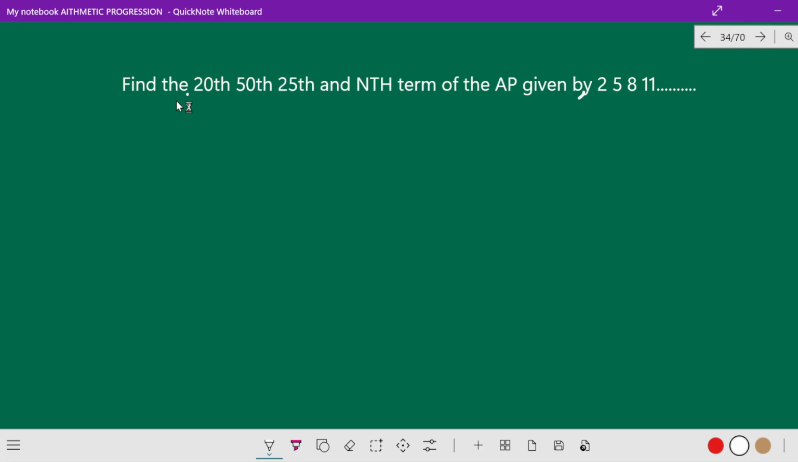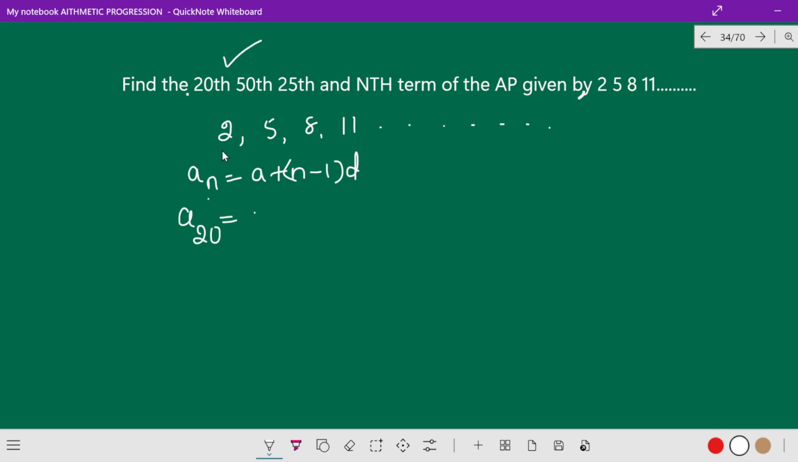Next question. Find the 20th, 50th, 25th and nth term of the AP 2, 5, 8, 11, and so on. So find the 20th term. For the 20th term, you will write the formula for the general term: an = a + (n - 1) d. So for the 20th term, in the place of n, you will write 20.